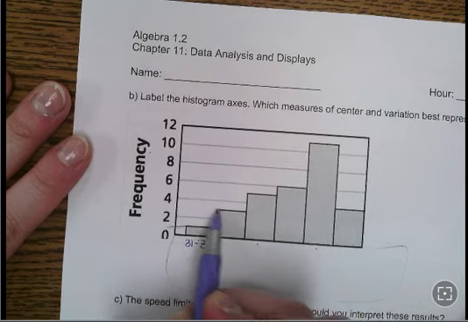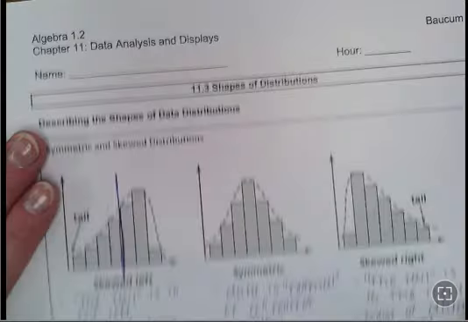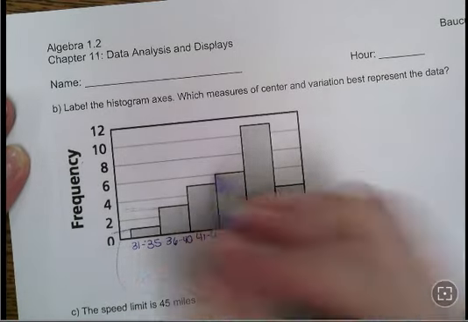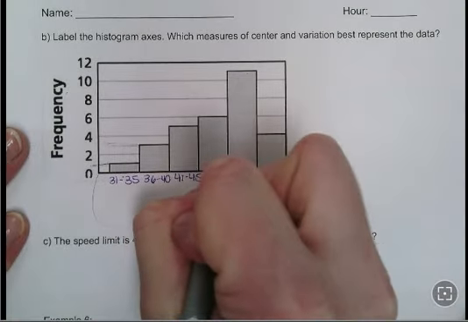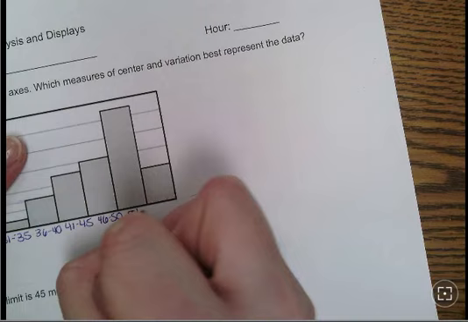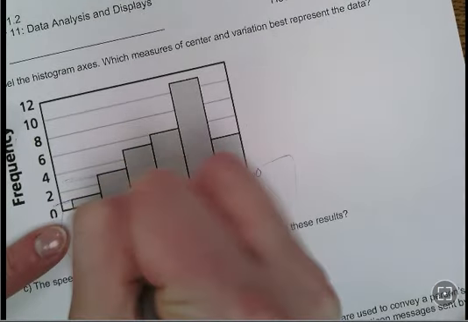Then this one was 5, 3. I can't count today. 3, so that's in between 36 and 40. That one was at 5 there, so between 41 and 45. The next one was at 6, which matches our data, so between 46 and 50. That one there is the 51 to 55. And the last one is 56 through 60. Okay, and so this is the miles per hour.